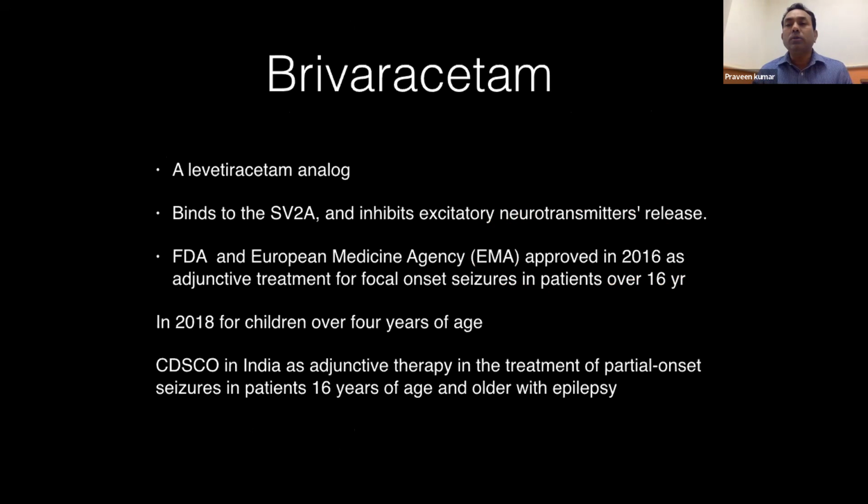So brivaracetam, we know this is an analog of levetiracetam, but it is supposed to be 20 times more potent and more effective than levetiracetam in the published studies. I'm not very sure in practical population use; that's my personal experience. But it has been approved as an adjunctive treatment for focal onset seizures in children more than 4 years of age.